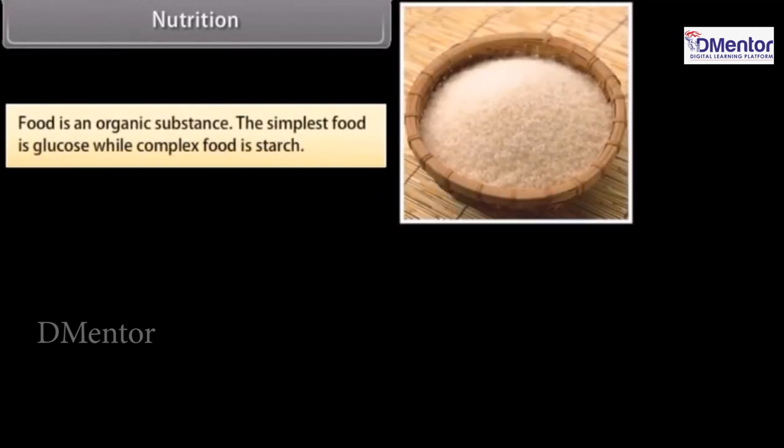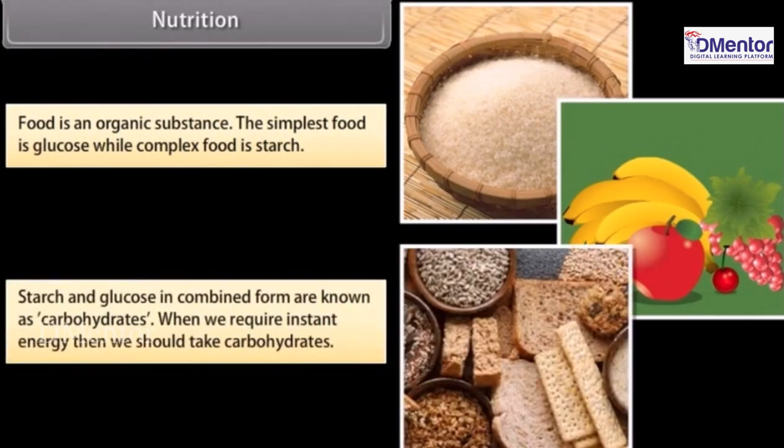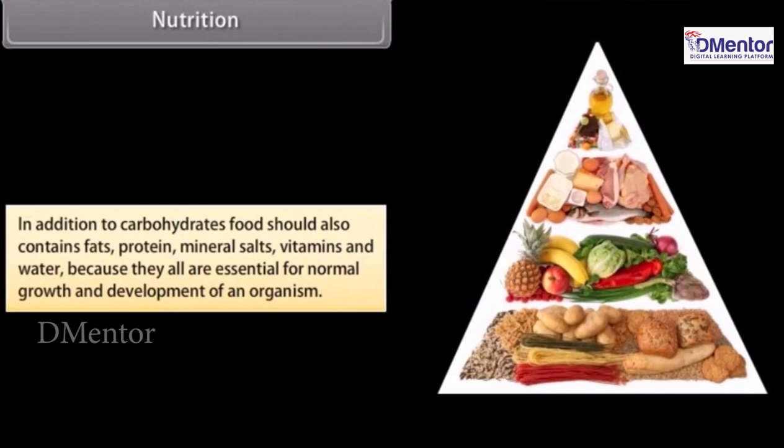Food is an organic substance. The simplest food is glucose, while a complex food is starch. Starch and glucose in combined form are known as carbohydrates. When we require instant energy, then we should take carbohydrates. In addition to carbohydrates, food should also contain fats, protein, mineral salts, vitamins and water because they all are essential for normal growth and development of an organism.